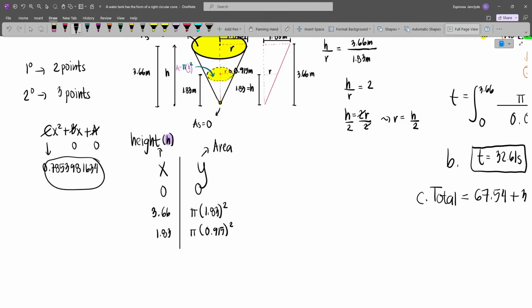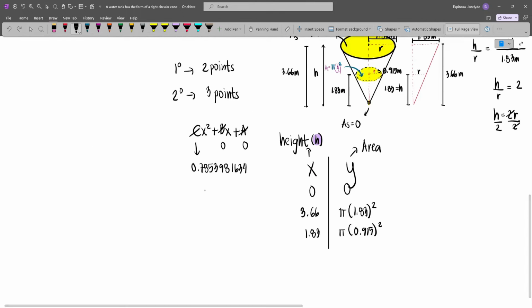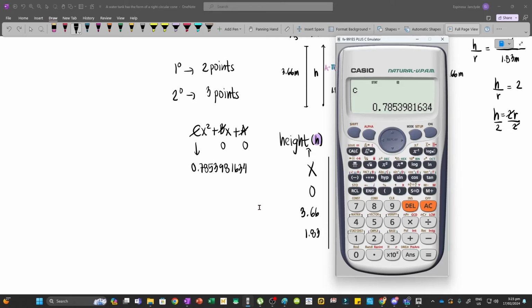And so, this is the same with this one. This expression, because this x here, we will replace it with h. And so usually, before, I store this in C. So press shift and then store, and then press letter C.